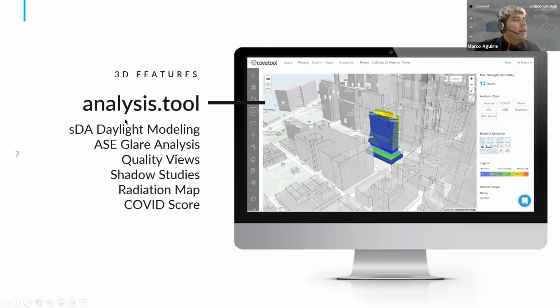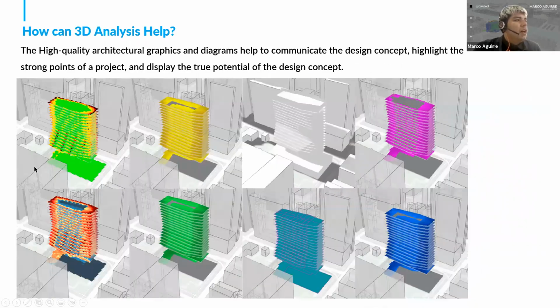We also have quality views, shadow studies, the radiation map, COVID score, and also the sun hours analysis. I might have skipped including that here. Here's a snapshot looking at a tower project in San Francisco, and it shows you all the different analyses that you can generate. These are all the 2D map analyses, but you can also do envelope studies and site studies within CoveTool. And there's a lot of different benefits that you can get from generating 3D analysis.